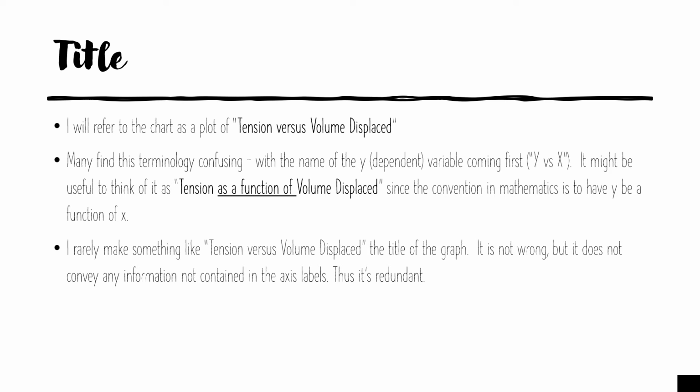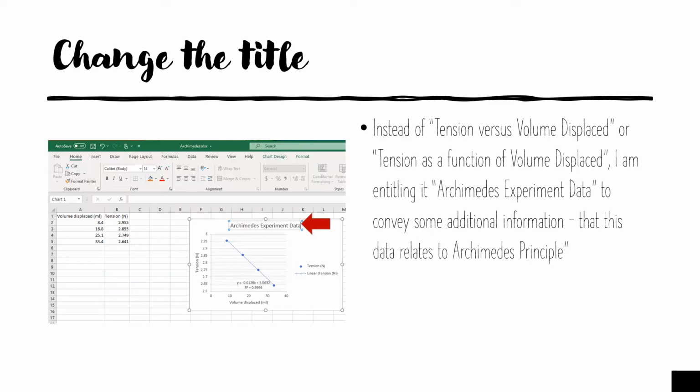I rarely make something like tension versus volume displaced the actual title of the graph. It is not wrong, but it does not convey any information not contained already in the axis labels, thus it's redundant. I will try to make the title something that adds additional information when I can. So I highlighted the title and changed it, but instead of calling it tension versus volume displaced or tension as a function of volume displaced, I entitled it Archimedes Experiment Data to convey some additional information, and that is that this data relates to the concept of Archimedes Principle in physics.